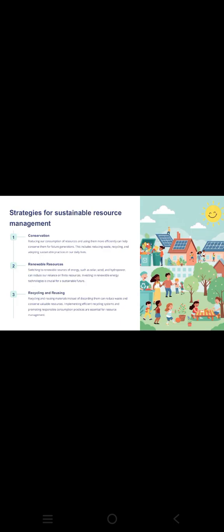Then next, some strategies, then the role of technology in sustainability. And the last concept is individual responsibility. Each and every citizen has the responsibility to reduce, reuse, and recycle resources, and we have to save these resources for our future, for our new generation.